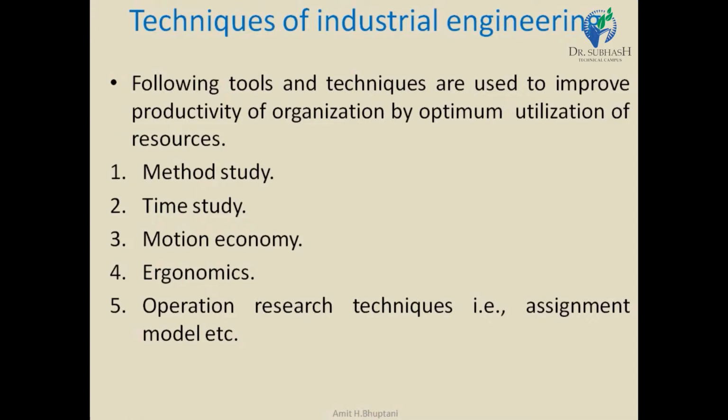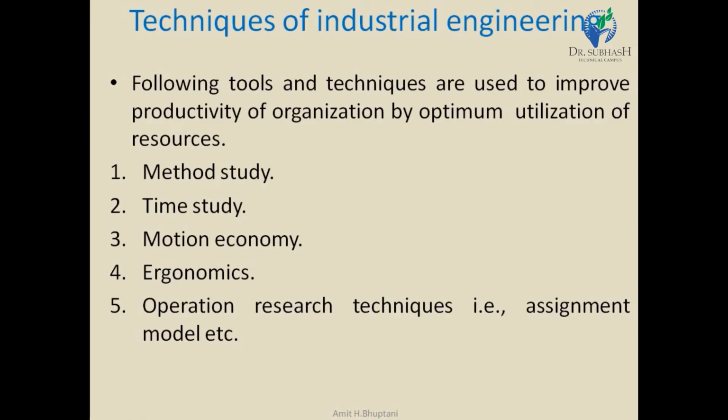Next is motion economy. Motion economy studies the movements of workers. There are certain rules or principles which have been established such that if you reduce those motions, then you can get better output at minimum effort. For example, both hands should not be idle at the same time. Both hands should start together at the same time. Those are the principles which motion economy deals with.